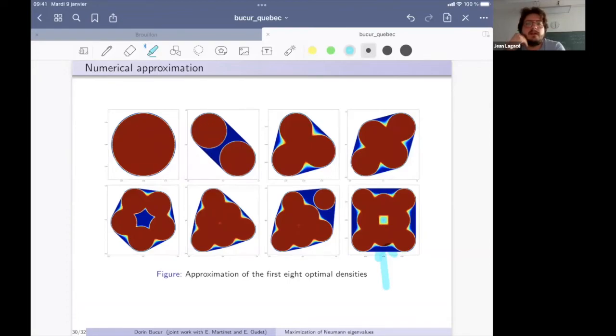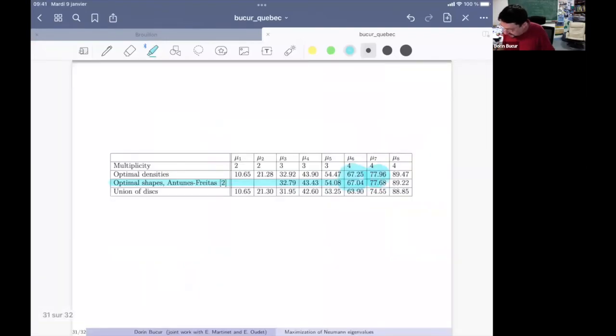I see that Michael Levitin unmuted himself. Did you have a question, Michael? No, not really. That was the question I wanted to ask, whether you tried to start with this funny looking shape for mu 8 and try to find an optimizer for the eigenvalue around it and see what happens. No, we didn't do it, but it's definitely in the program. But you see, the values are so close to the mu 8, that's our mu 8, and that's the mu 8 of Antunes and Freitas. They are so close that we will probably be somewhere in this cluster of values. Probably it would be better, but.